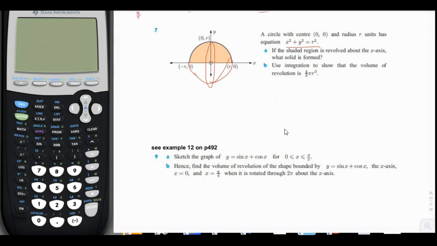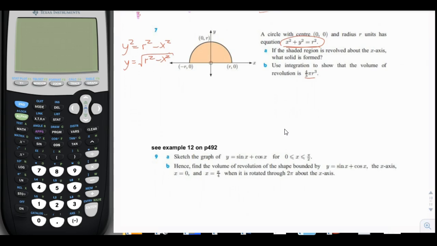So if you take this shaded region and you rotate it, you should get a sphere, right? So let's actually use the integral to calculate the volume of the sphere, which is 4/3 pi r cubed. First, let's take this equation and change it into a function in the format y equals blah, blah, blah. First we do y squared equals r squared minus x squared. Then we do y equals the square root of r squared minus x squared.